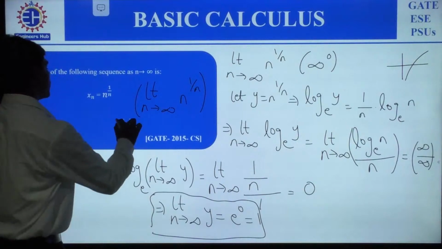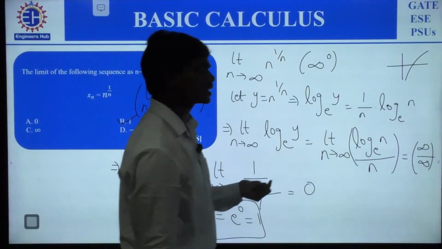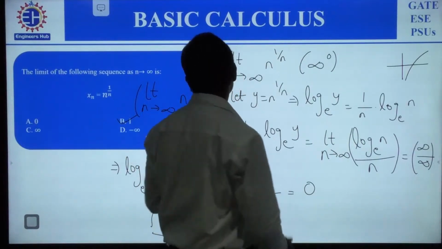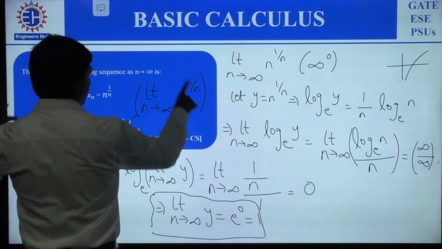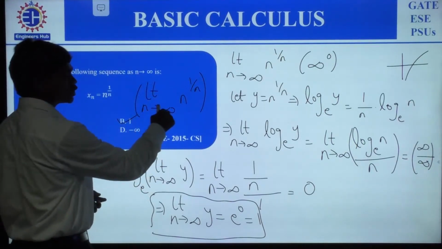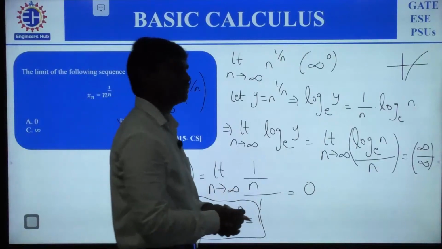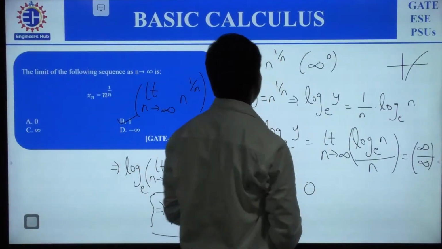So the answer of this is 1, option B. Okay. But this question was asked nearly 3 to 4 times with different formats. One time it was asked in this format in 2015, and some other year it was asked as limit x tends to infinity x power 1 by x in such way. It was asked in a lot of different forms in GATE examination.